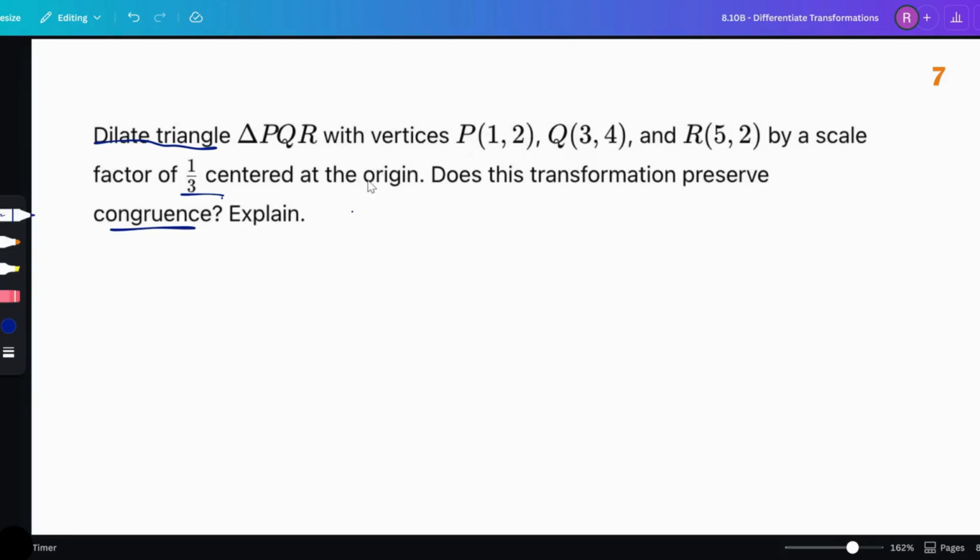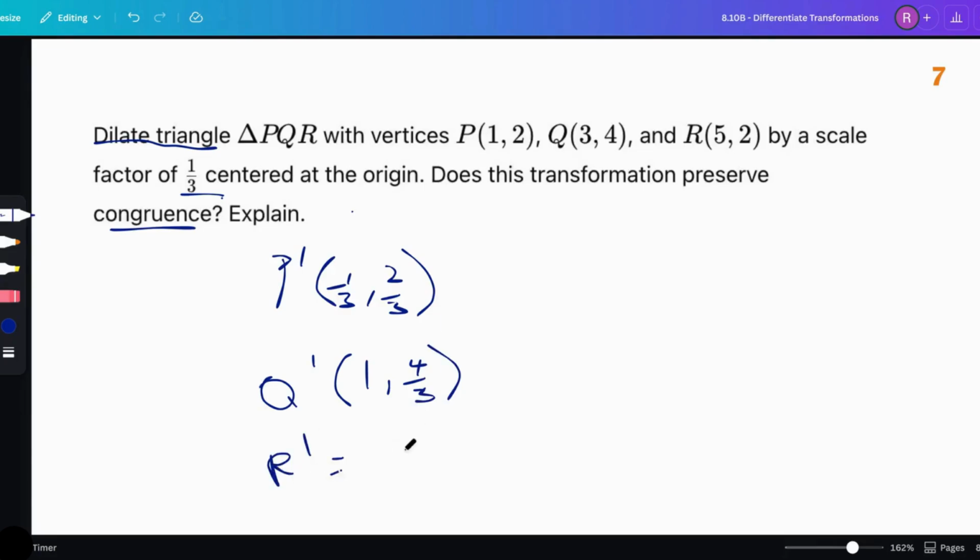So when we dilate this by 1/3, p prime will become 1/3, 2/3. Q prime will become 1, 4/3, and then R prime will become 5/3, 2/3.